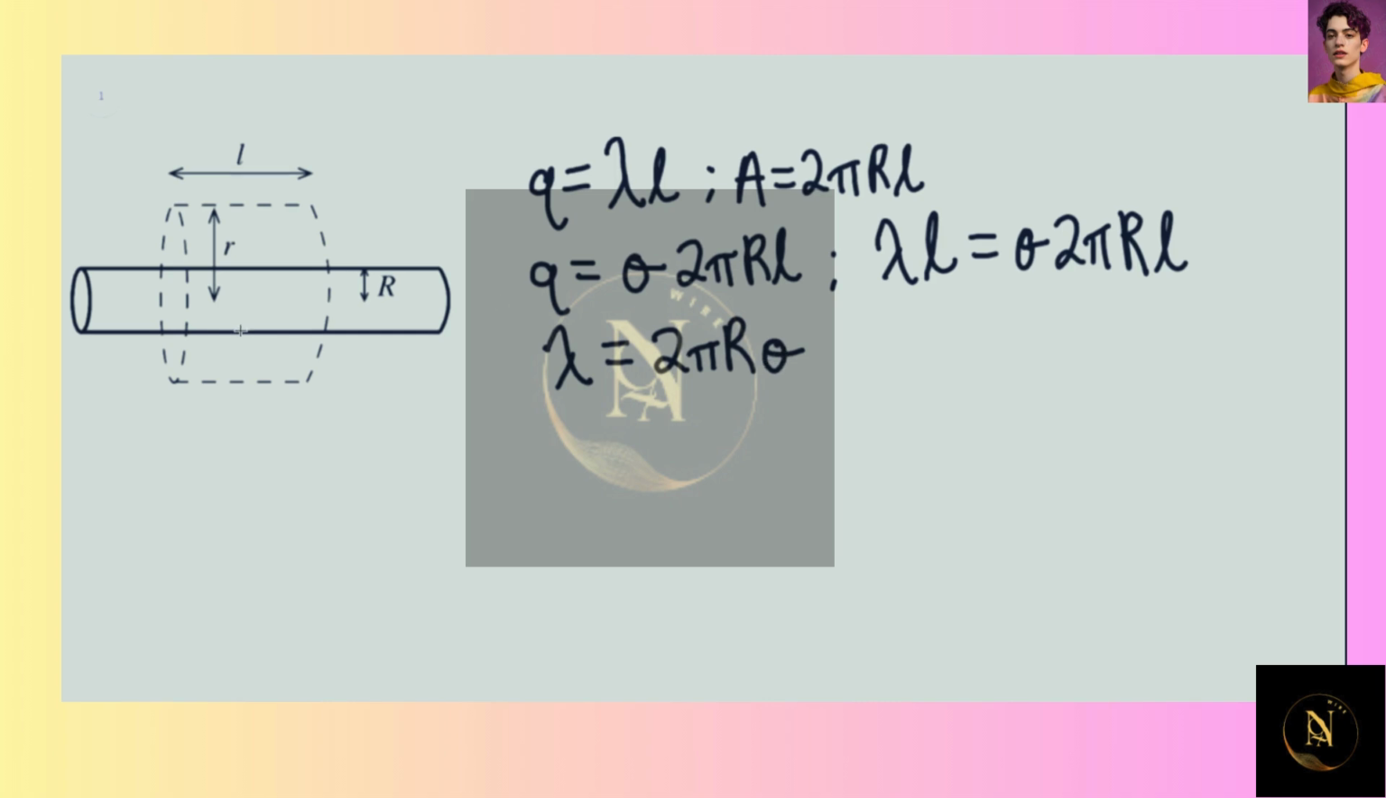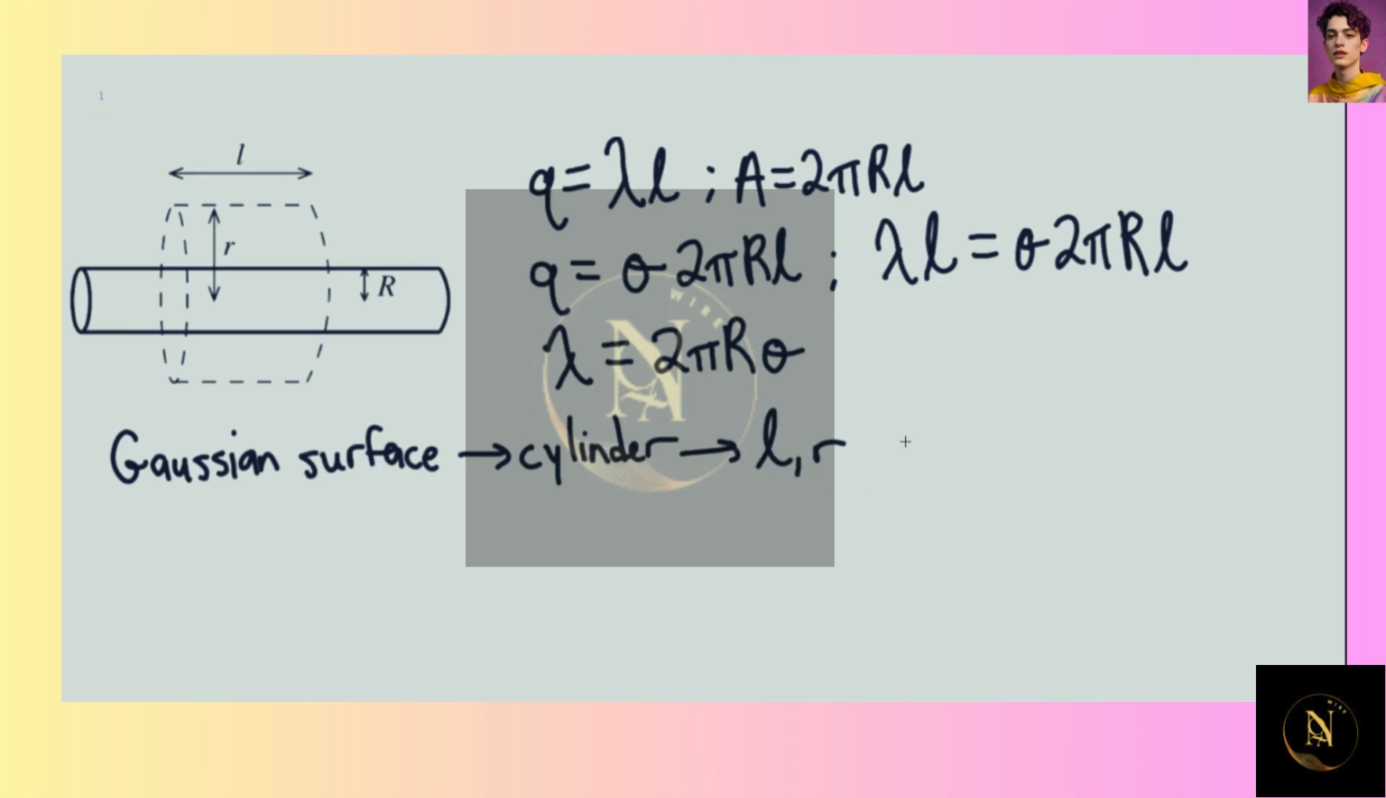We're going to apply Gauss's law to a Gaussian surface that is a cylinder of length L, radius lowercase r. So we can say Gaussian surface, we can say cylinder. And here we have a length L, radius r. And we're going to say that the charge enclosed would equal the surface charge density multiplied by 2 pi times r times L.